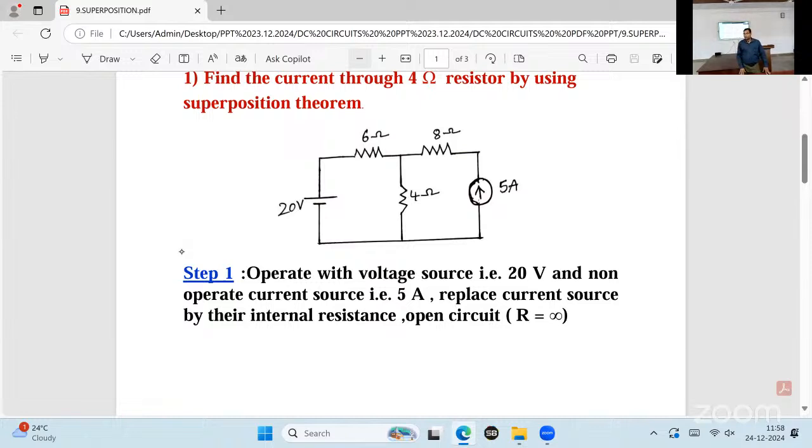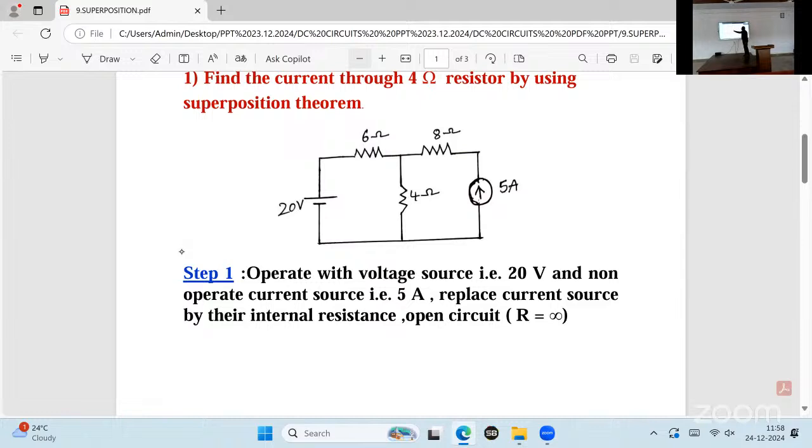For a current source, what is the answer? R is equal to infinity, open circuit. If it is a voltage source, what is the answer? R is equal to 0, short circuit. You have to remember these two sentences, then we can solve the problem. Clear? Right. Now come to this one.